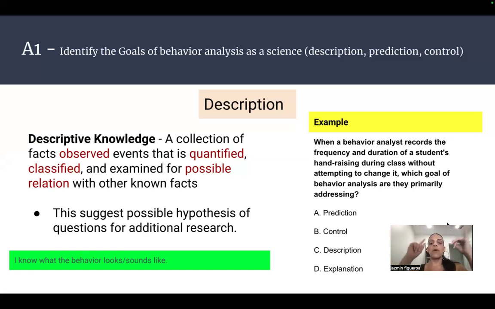Obviously this is description because it's on the description slide, but when we look at the question, we'll see that they're recording frequency and duration. So a type of recording measurement is used to see the amount of time hand raising occurs. When we have something that is quantified, by saying frequency and duration, that is a description without using any type of interventions or anything like that.